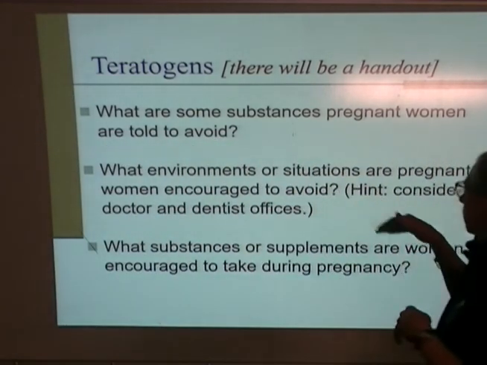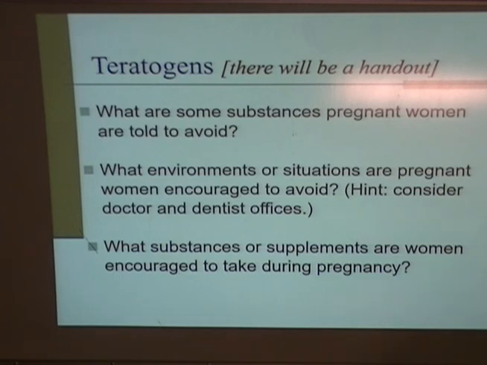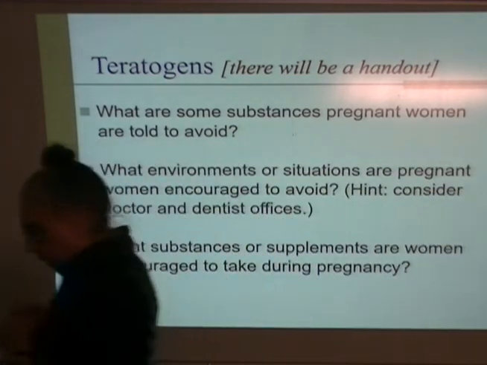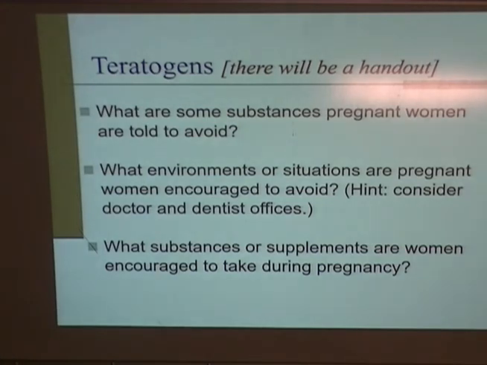So I think we covered the second point. Substance. I do have a question. Sure. So, teratogen's definition is basically the substances that a woman needs to avoid from?